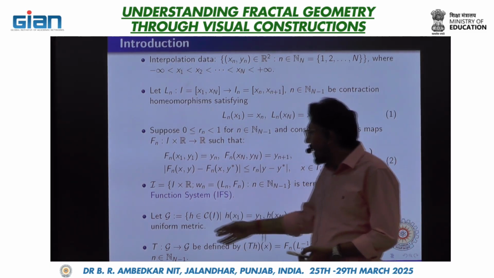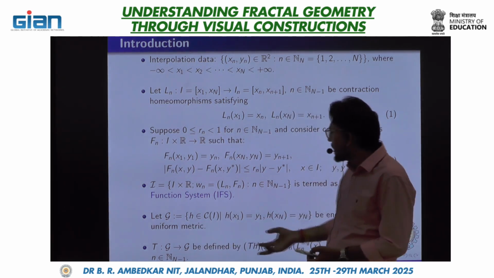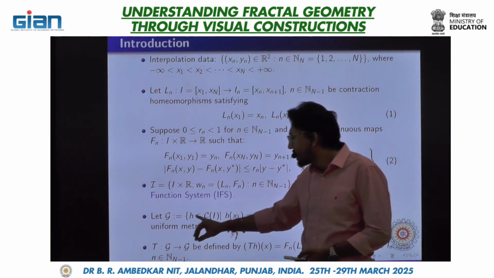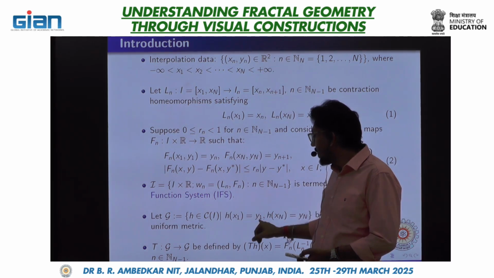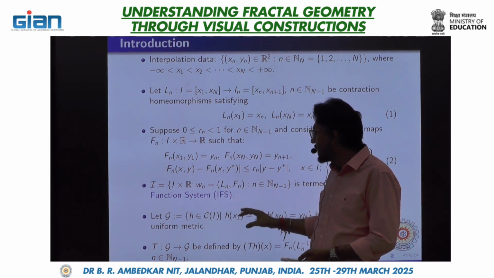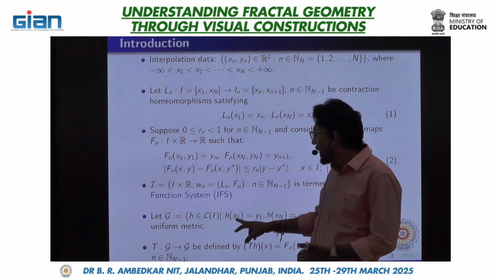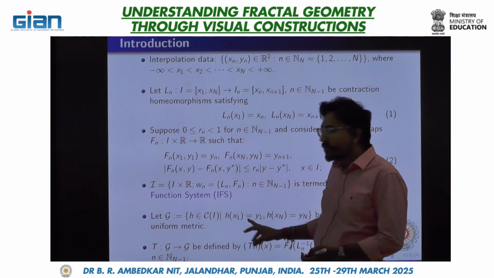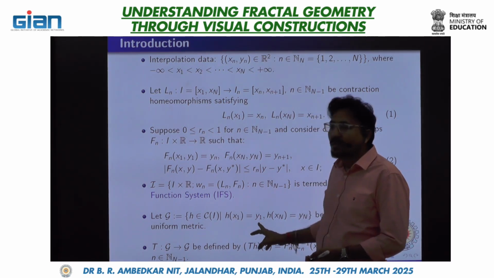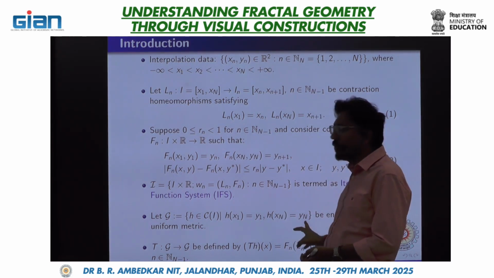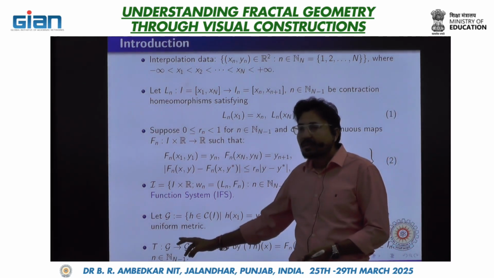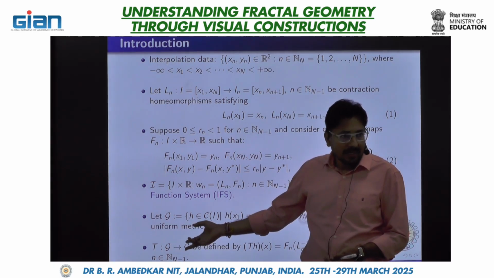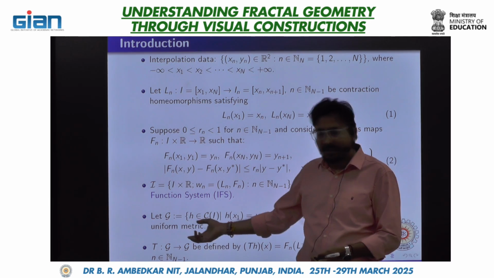Okay, now I construct a metric space. So I take script G as the set of continuous functions h satisfying h of x1 is y1 and h of xn is yn. You see, when this construction was made by Barnsley, x1 must go to y1 and xn must go to yn, so based on that he is mapping x1 to y1 and the end point xn to yn. It is endowed with the uniform metric. You already know the meaning of uniform metric, right? The maximum or supremum norm you can define.